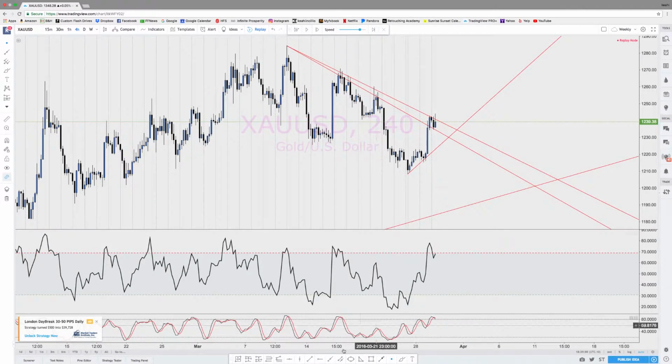I see RSI showing bearish hidden divergence here. Bearish hidden divergence here. And here. And then possibly putting in bearish regular divergence here like that. But we'll see when we advance the chart forward.